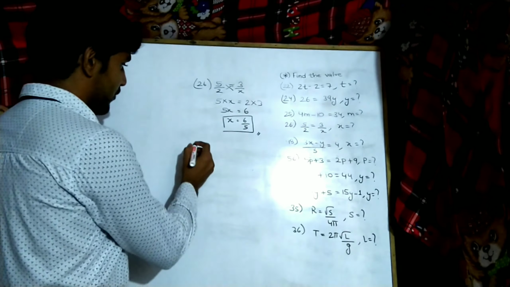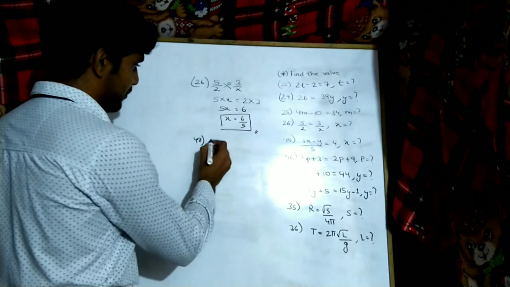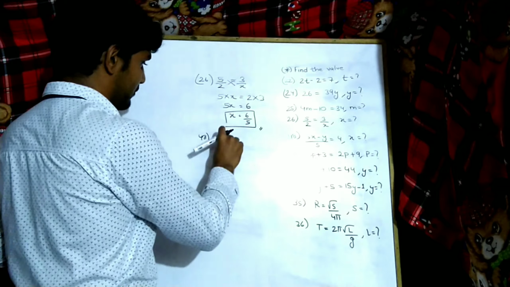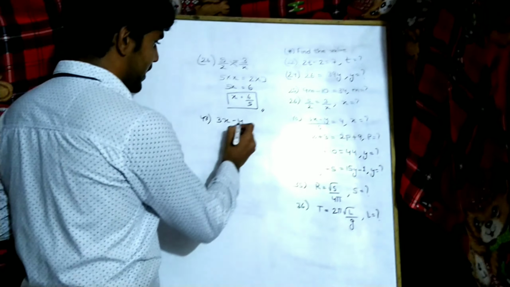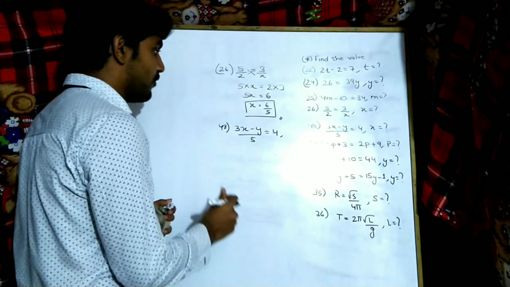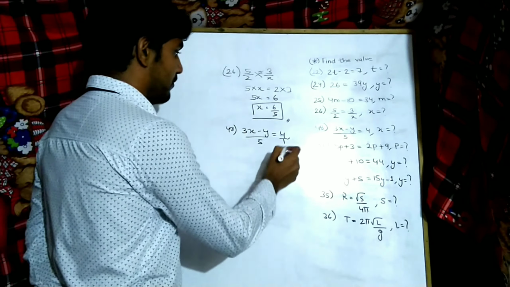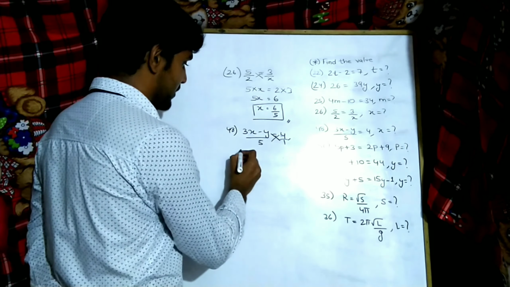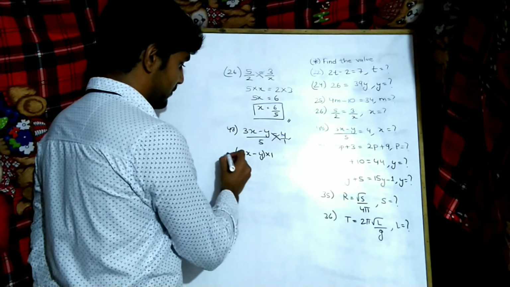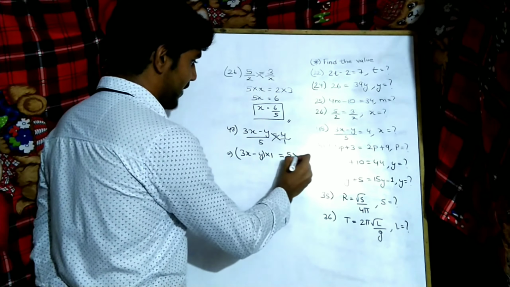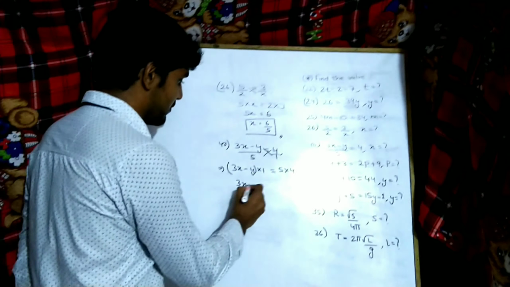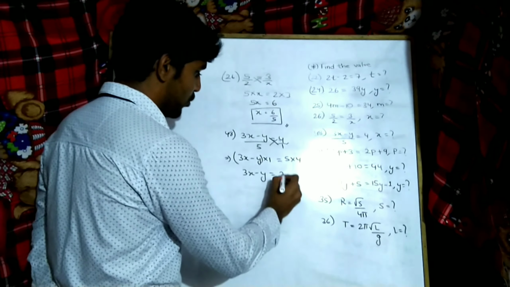Okay. Now let's go for the 48 sum. 3x minus y by 5 is equal to 4. Now we have to find the y value. Cross multiply. So 3x minus y into 1, 5 into is equal to 5 into 4. Okay. So anything multiplied with 1, it should be 3x minus y is equal to 5 into 4, 20.